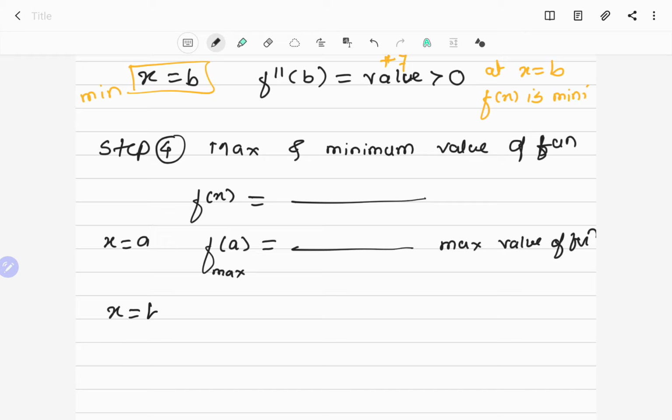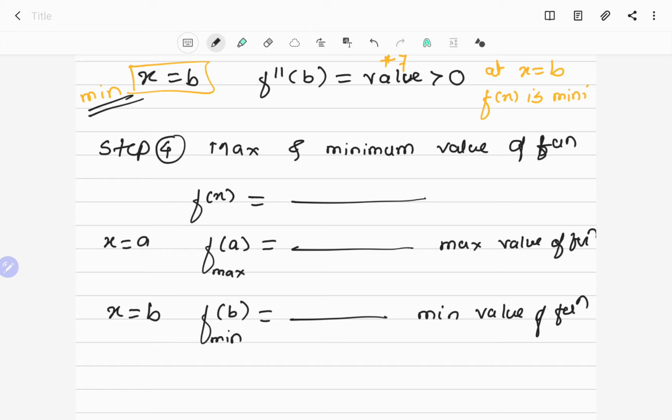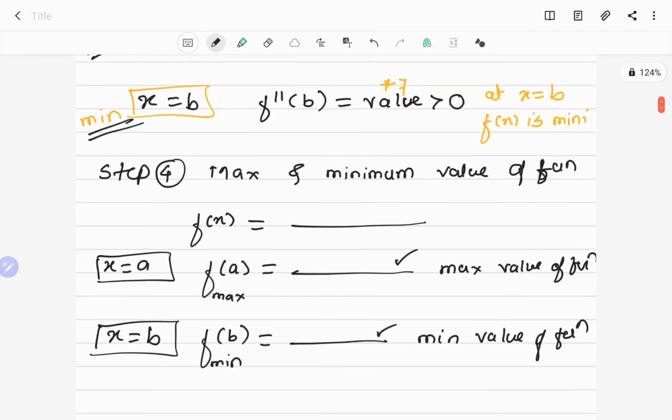Then if you substitute x equal to b in the same function, you get f of b, and we know at x equal to b the function is minimum, means you will get the minimum value of the given function. So in step number 4, using x equal to a, we got the maximum value of the function, and if you substitute x equal to b, you will get the minimum value of the function. So step number 4 is all about obtaining the maximum and minimum value of the function.